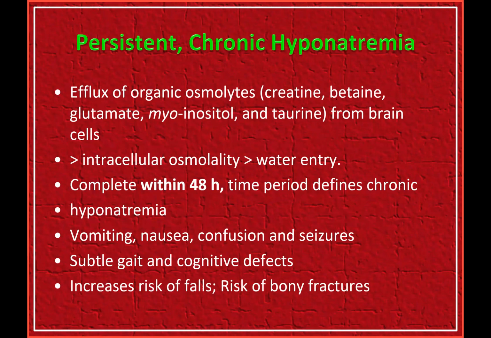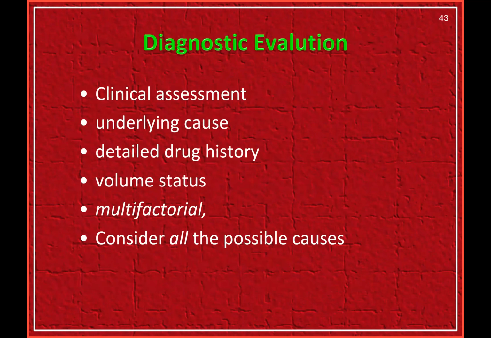So onset beyond 48 hours defines chronic hyponatremia. Vomiting, nausea, confusion, seizures, same symptoms as the other one, gait changes, cognitive defects, increased risk of falling and risk of bony fractures. This is persistent chronic hyponatremia. If it happens slowly, then it becomes chronic hyponatremia, and the symptoms are more or less the same.